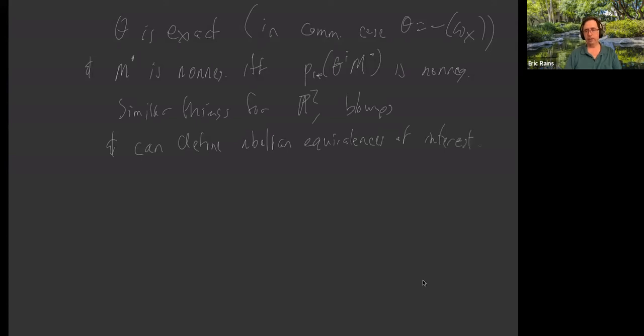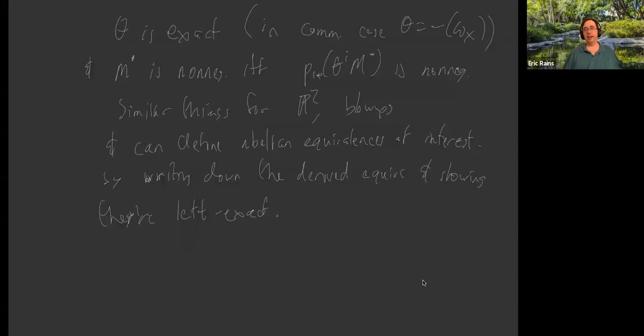Things like being able to swap blowups in distinct points by writing down the derived equivalences and showing their, let's say, left exact.